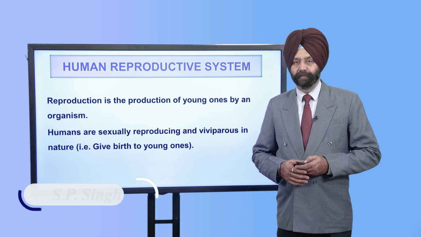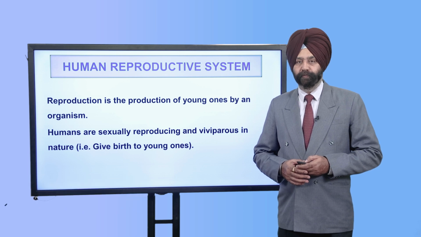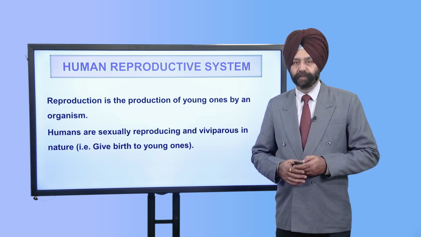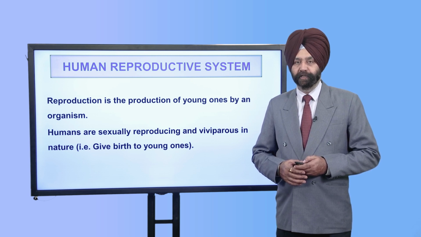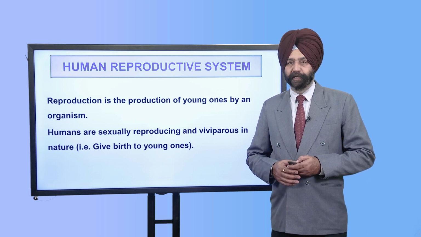Dear students, this session is for class 12th biology students based on the chapter Human Reproduction. The topic will be covered in 4 sessions. Our focus in this session will be on the basic structure and function of the human reproductive system. Let me first tell you the learning objectives.